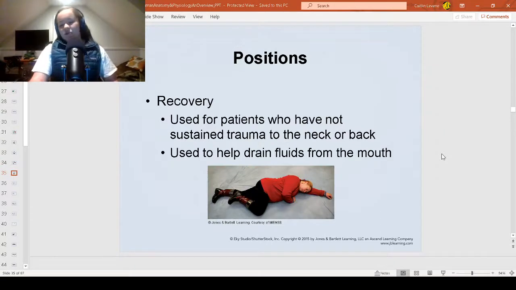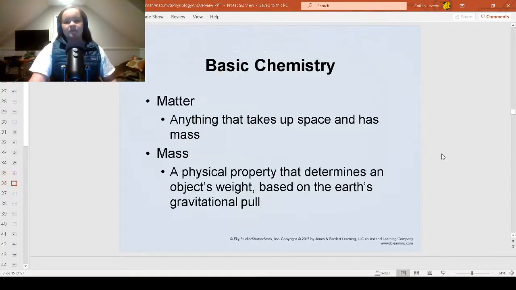Then we have the actual recovery position, which is used for patients who have not sustained trauma to the neck or back, and this is used to help drain fluid from the mouth. We use this position if you were to find someone unconscious, where you would always place them in the recovery position first to identify at least that they have not sustained any noticeable head or neck trauma.